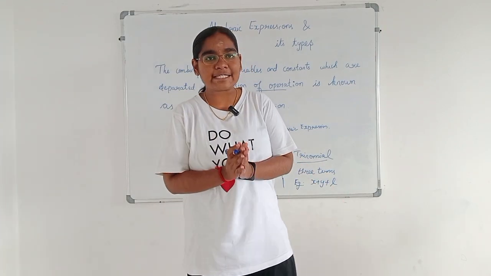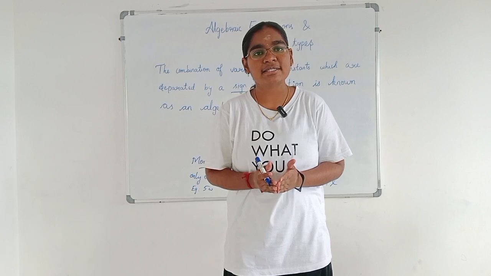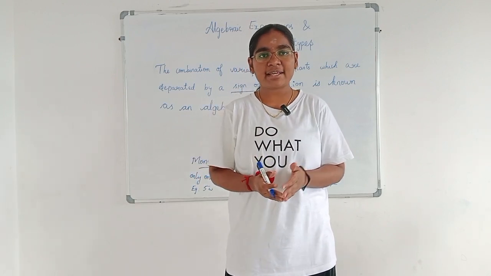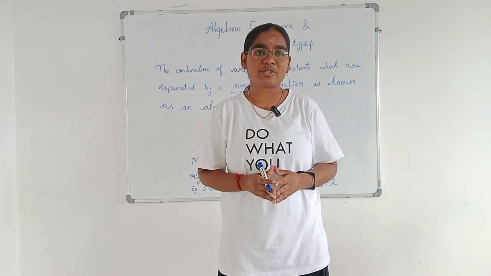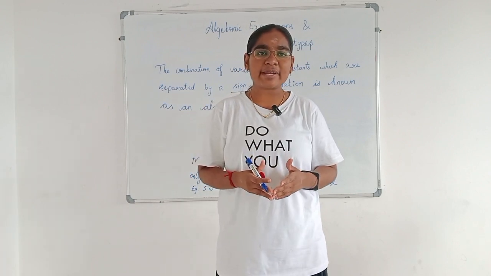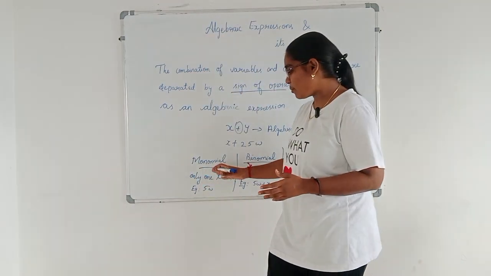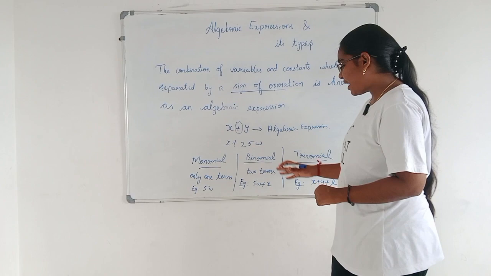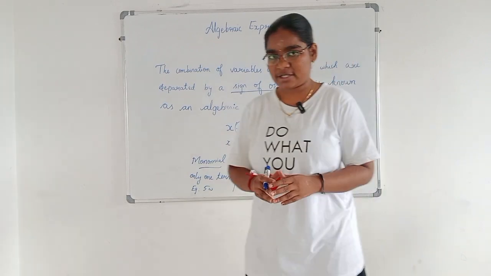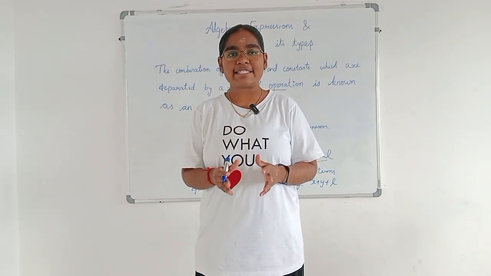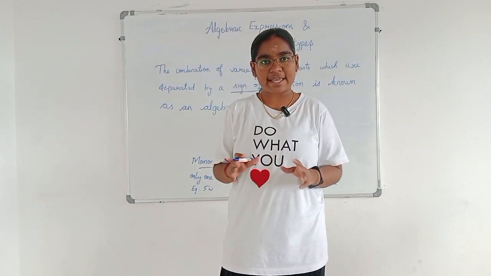So an algebraic expression means a combination of variables and constants which are separated by a sign of operation, like addition, subtraction, multiplication or division. There are various types of algebraic expression, purely based on the number of terms. The first type is monomial, which has only one term. The second is binomial, which has two terms. And the third is trinomial, which has three terms. There is another special kind of algebraic expression called polynomial, and that concept we can see in another video elaborately.